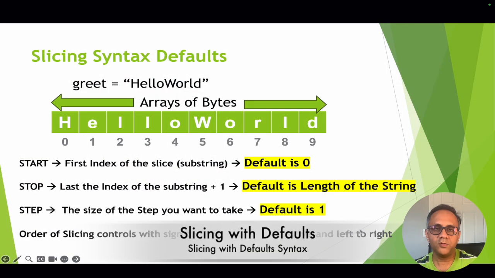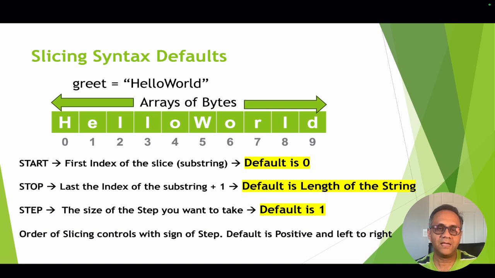When you are using the slicing syntax, if you do not mention the first index of the slice, then its default is always 0. I will show you with an example. Same thing, if you do not mention the stop parameter, the stop is the last index of the substring plus 1. If we do not mention anything, then it will take the default length of the string.